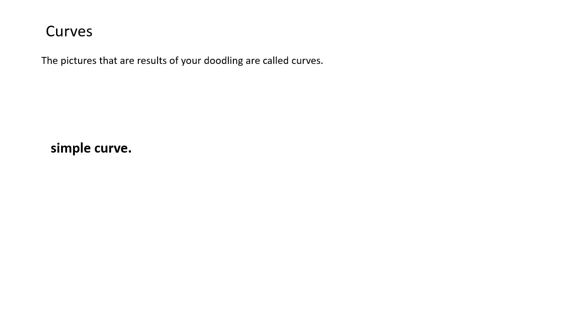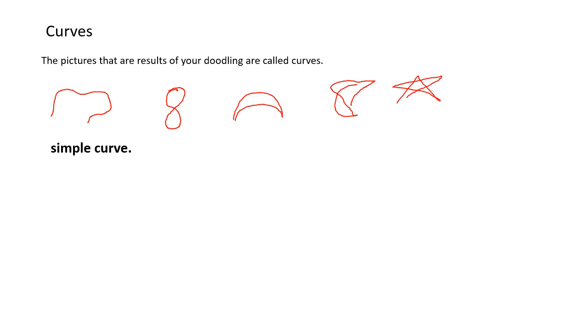Now we are going to talk about simple curve. Now children, when I talk about curves, any curve, this is a curve, this is another curve, this is also a curve, this is another curve, this is also a curve. All these things are curves. Okay, they are all formed by doodlings. Now what do you mean by simple curve? A simple curve is a curve where the lines don't cross each other. That is, simple curve means no crossing of lines. Then we call it a simple curve.